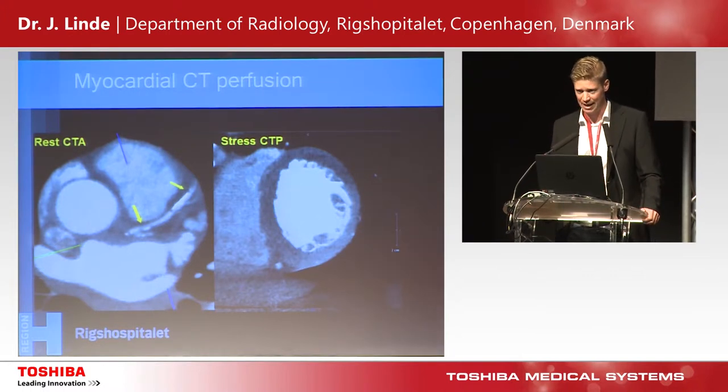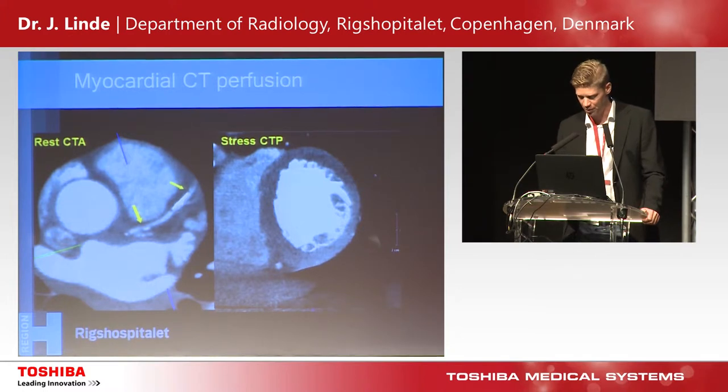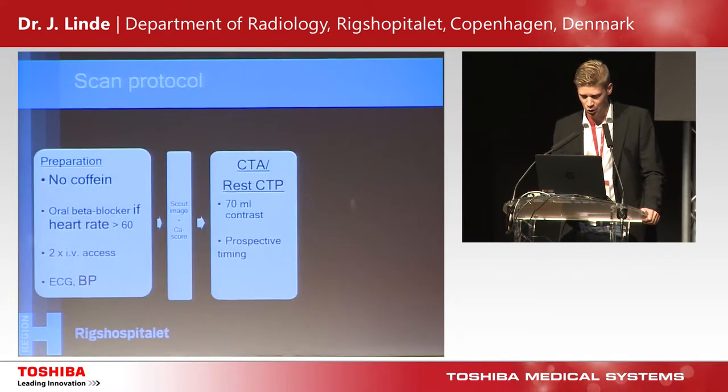Also, this patient had a left dominant system, which is also why the perfusion defect is very big. So, the scan protocol that we use at Rigshospitalet in Copenhagen is that, of course, patient preparation is crucial. They should be abstinent from caffeine at least 18 hours before the scan. We give them beta blockers if the heart rate is above 60, and then they need two IV access.